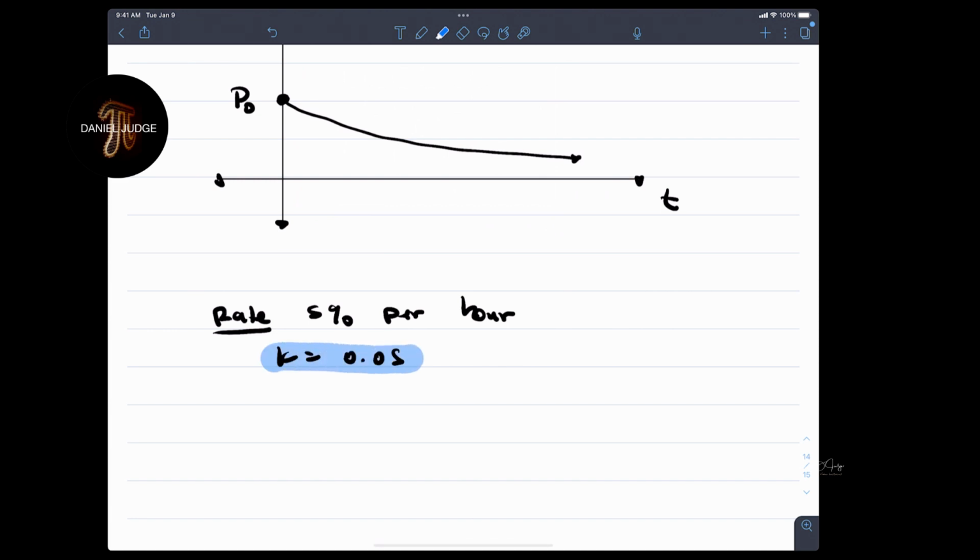So already they gave us a decline rate. 5% per hour, that's pretty good. The bacteria will decline at that percentage, 0.05 every hour. That's great.